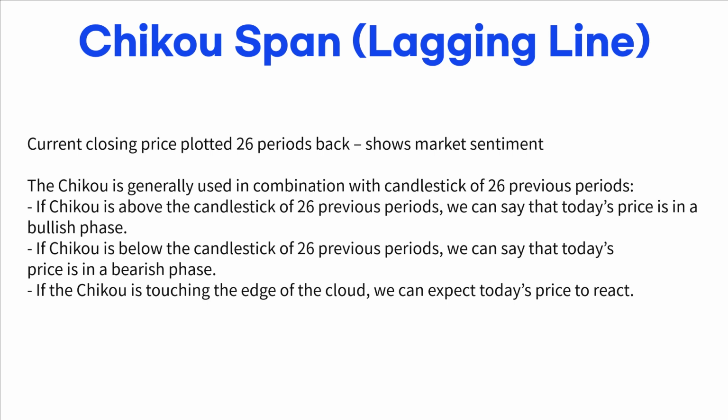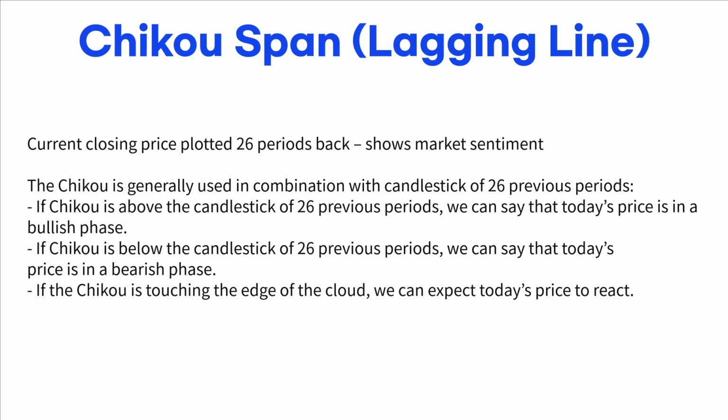Chikou Span, also called the lagging span, is formed by plotting closing prices 26 periods behind the last candlestick. However, despite having a default setting of 26 periods, this number can be changed to increase or decrease the distance between the span and prices. So how is that useful to us? Chikou Span helps us identify trend changes when combined with other elements of the Ichimoku Cloud.